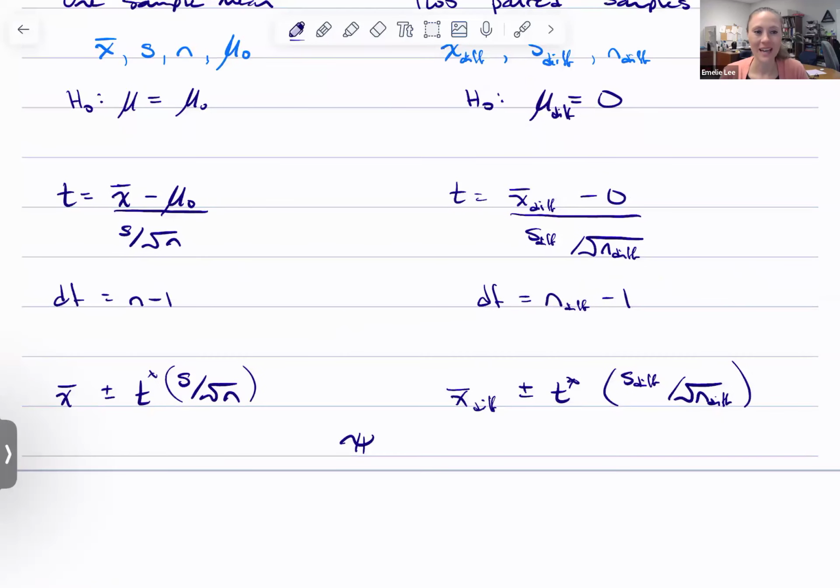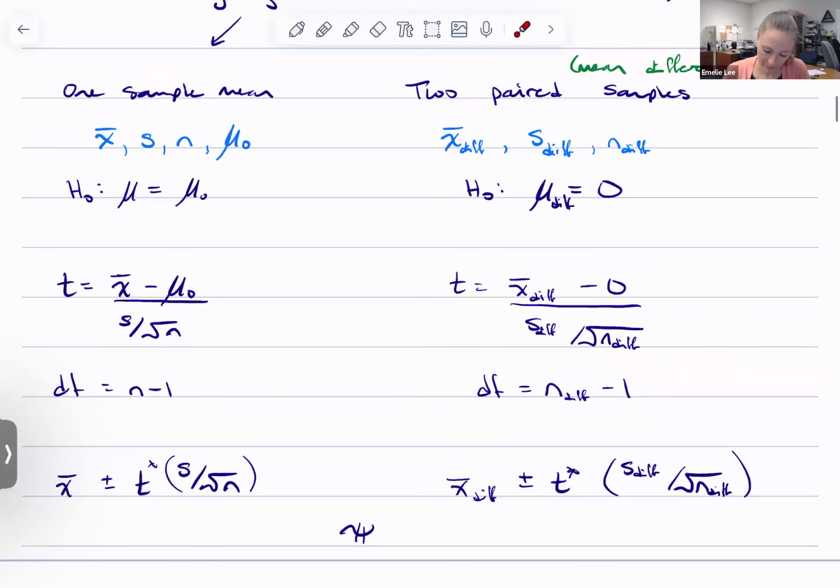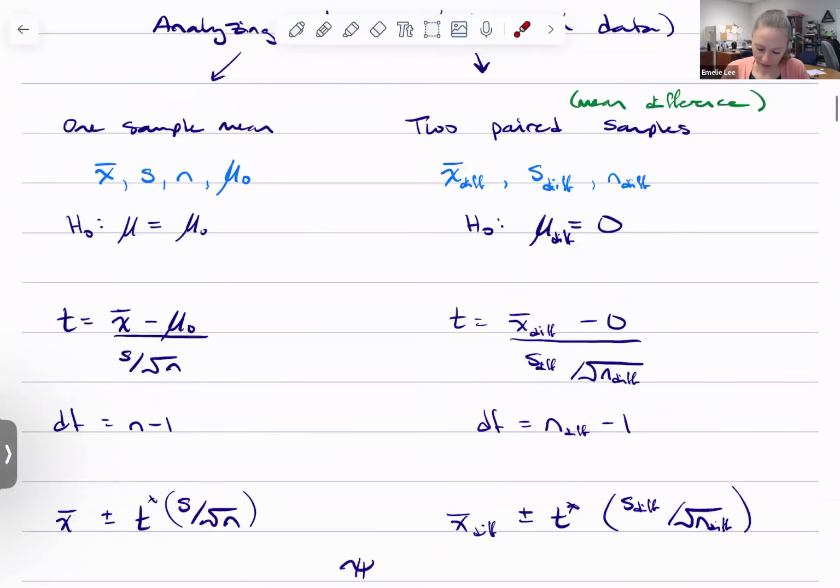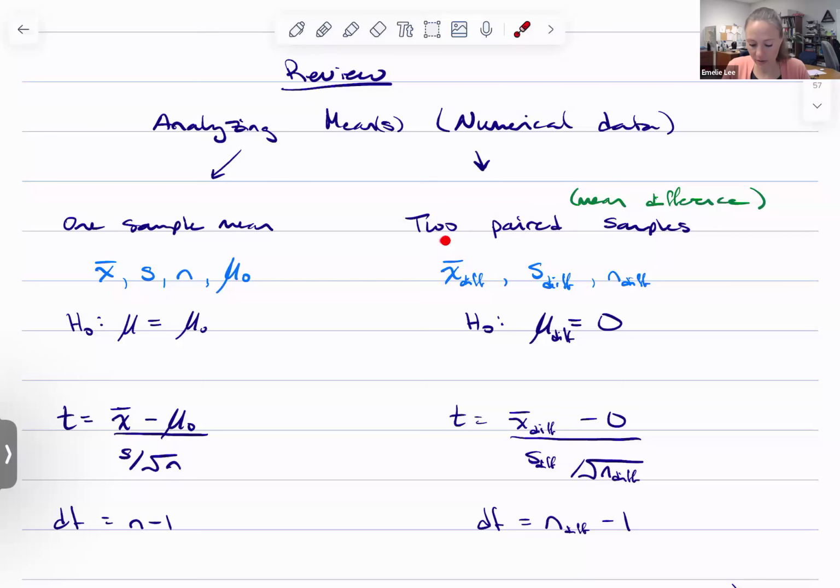That's the end of our review, right? So basically we did this on Tuesday, the one sample means, and then we did the same thing over again, just a special case for the paired data, or the matched pairs, sometimes I call them. Okay, so here we said, what if I have two paired samples? So the special case of having paired samples. Then we talk about the mean difference.